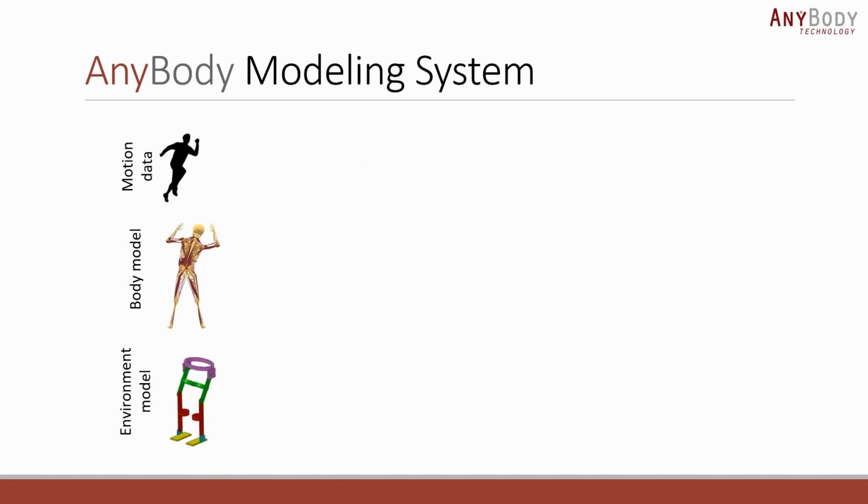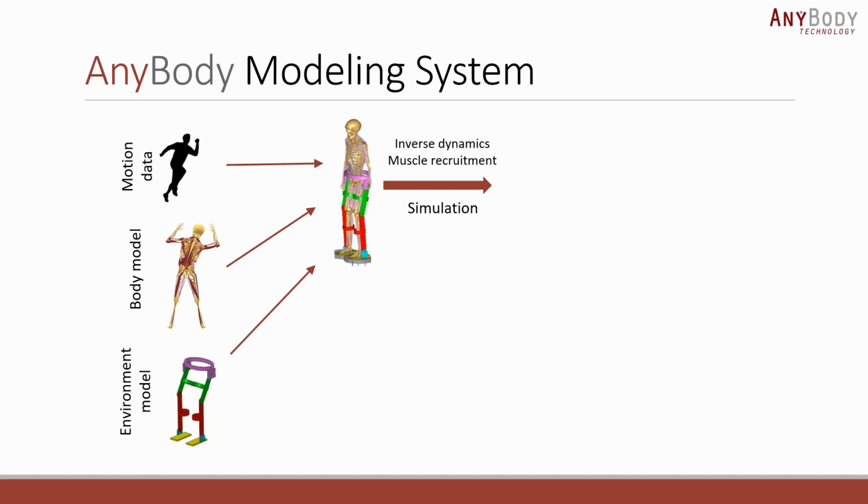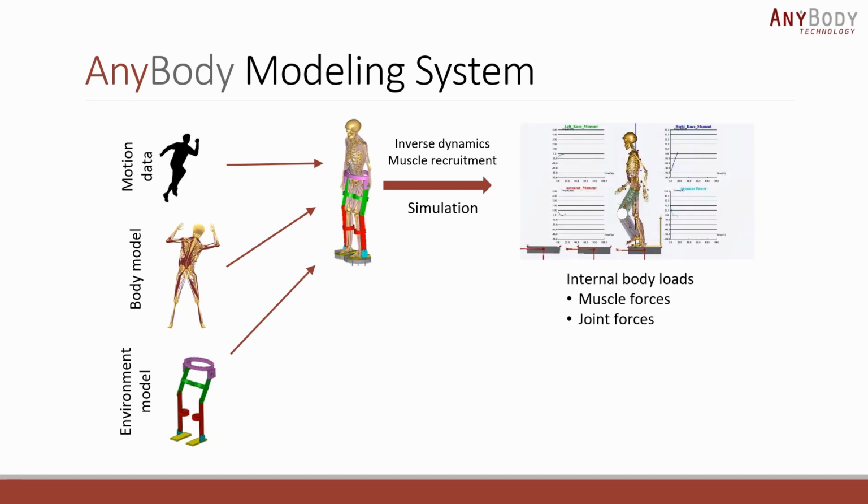A typical workflow in the Anybody modeling system might seem like this. For example, you come with your own motion data, and you use the body models that others have built, or you build your own, and then you provide some sort of environment. For example, in this case, it's an exoskeleton. Then you use the Anybody modeling system to combine these things and run inverse dynamic simulations, calculate the muscle recruitment, and basically do the simulations you need to calculate internal body loads, muscle forces, and joint forces.